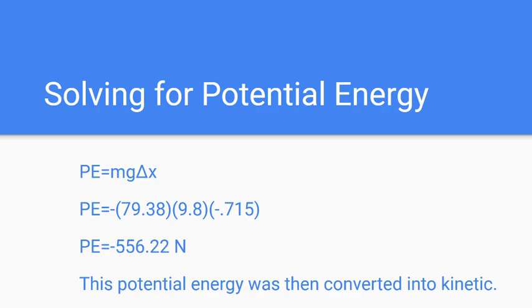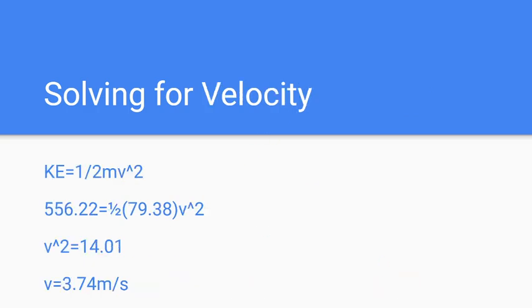For solving for potential energy, we just use PE equals m times gravity times the delta x. This potential energy was then converted into kinetic. And then for solving for velocity, first we used the kinetic energy equation. We obtained the kinetic energy from the delta PE from the previous slide, and then we used this along with Indiana's weight to calculate his velocity.